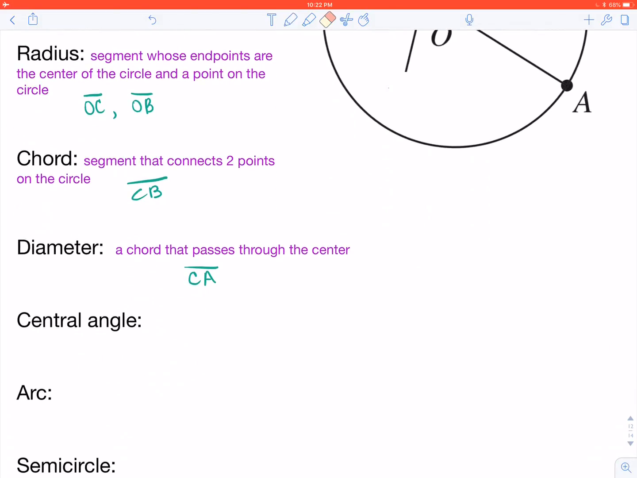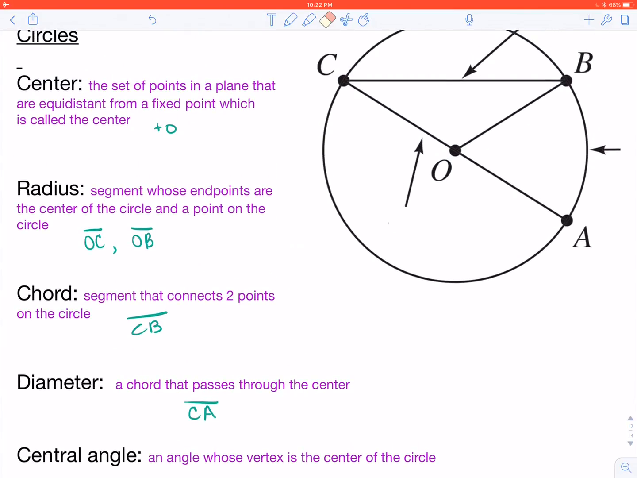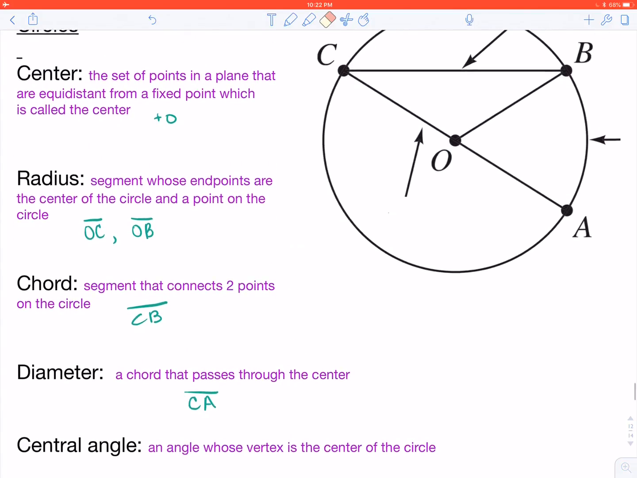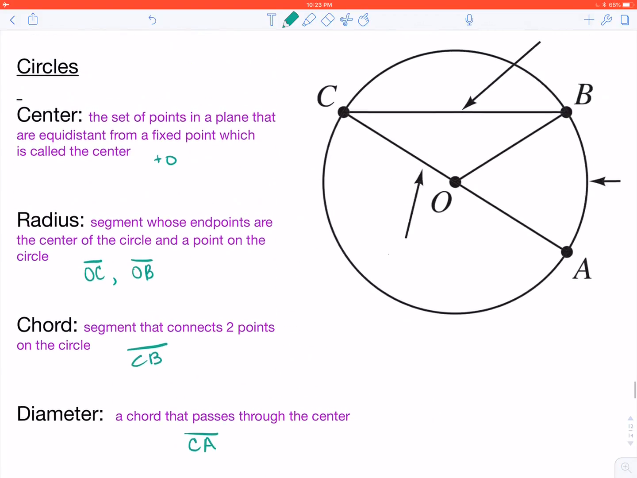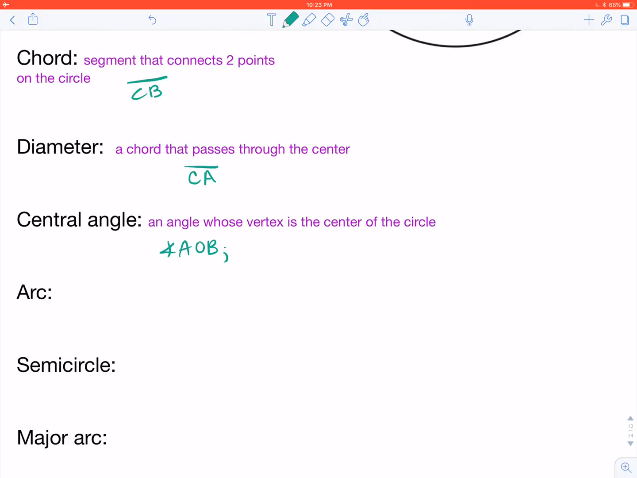A central angle is going to be an angle whose vertex is the center of the circle. So an example here might be something like angle AOB. Another one might be angle BOC. Both of those are going to be central angles.